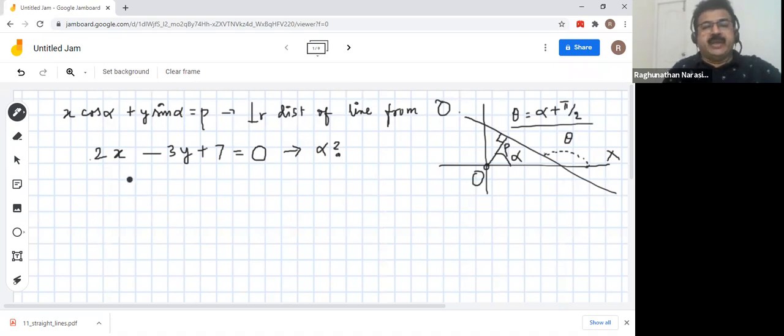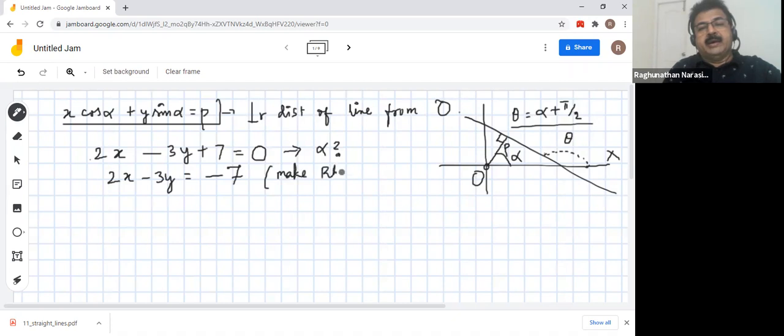But straight away, how do we convert this equation into this kind of equation? Take the constant term 7 to the right side. Then make the RHS, which contains the constant term, positive. How will you make it positive? You need to change the sign. So negative 2x plus 3y gives 7.